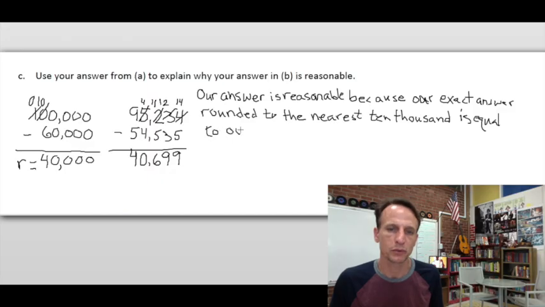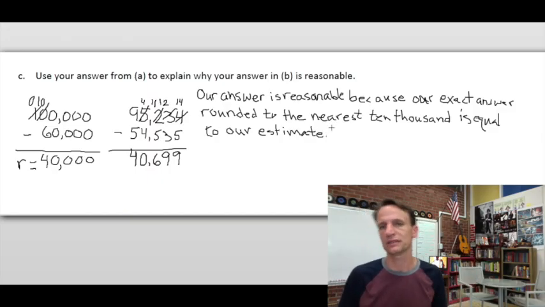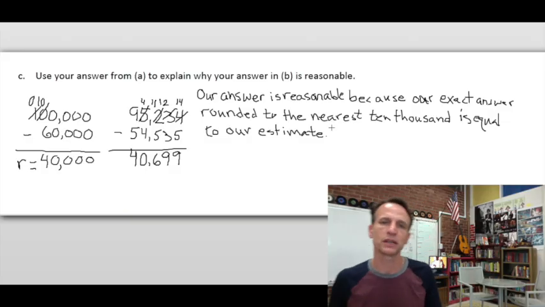We can be pretty well assured that we have a reasonable answer here. Even if we made a little calculation error, we know it's good. All right, so that's 1ABC. Let's flip the page and look at number 2.